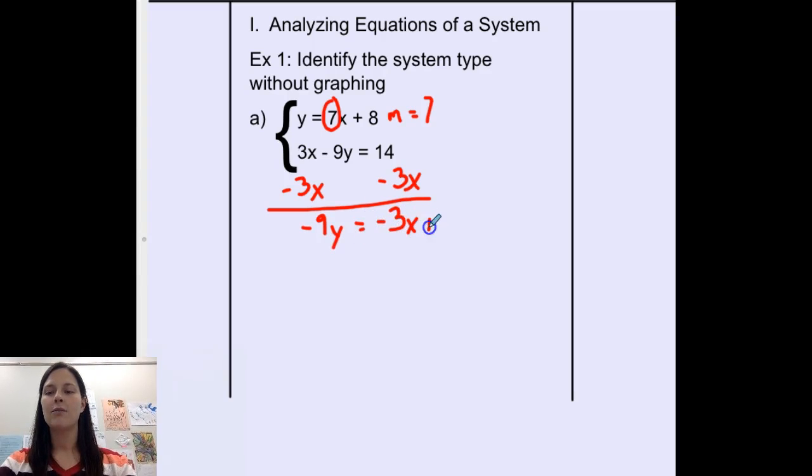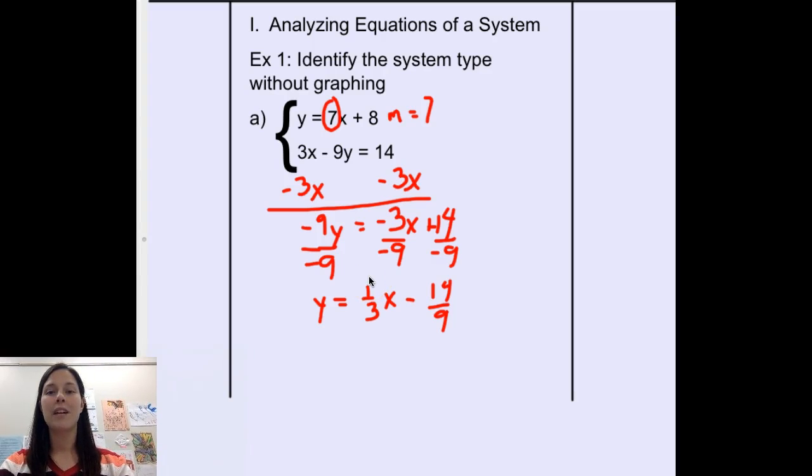I'm going to put the negative 3x first because we're used to seeing these in mx plus b form. To finish solving for y, we'll divide everything by negative 9, keeping track of your negative signs. The negative 3 divided by negative 9, the negatives will cancel. 3 over 9 simplifies to 1/3, dividing each of those by 3. And 14 over 9 does not simplify, but that positive over the negative will give us a negative y-intercept.